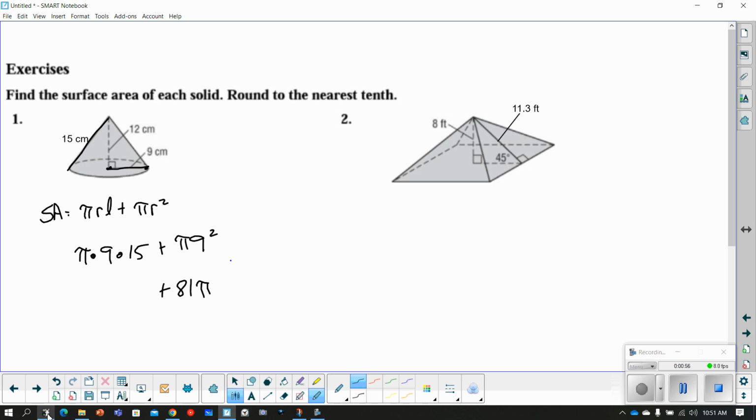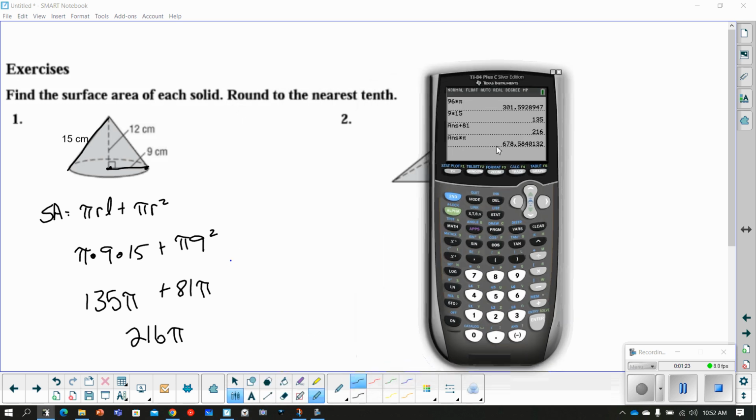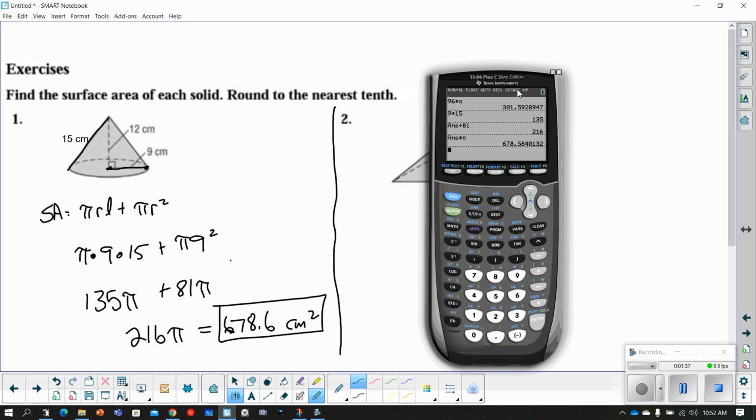9 times 15. I'm going to grab my calculator for that. 9 times 15 is 135. So this is 135 pi plus 81 pi. 135 plus 81 is 216. 216 times pi, I get 678.58, which would be 678.6. This would be centimeters squared. So 678.6 centimeters squared is the surface area of that cone.